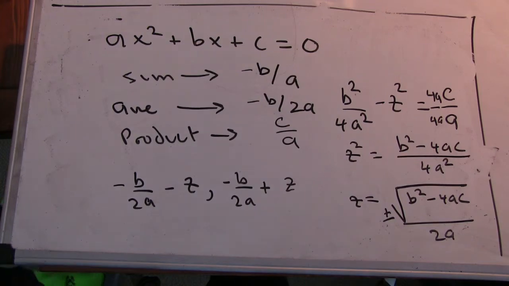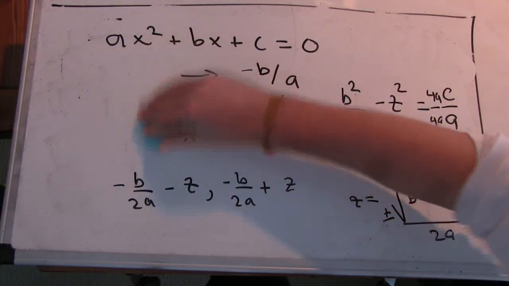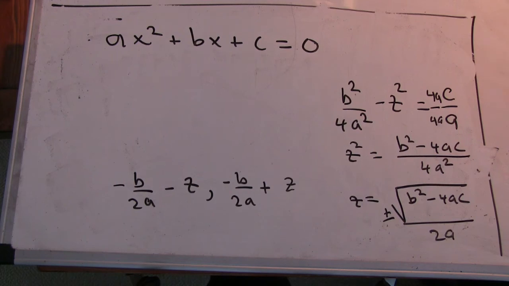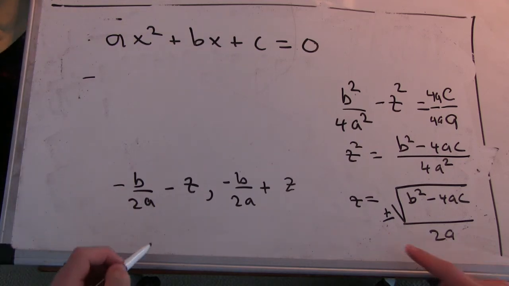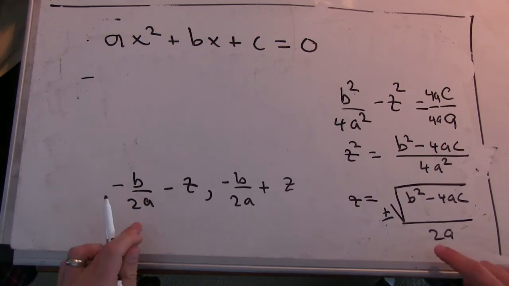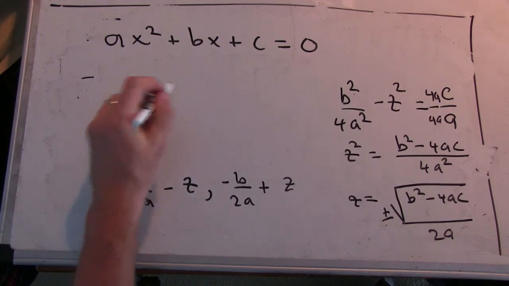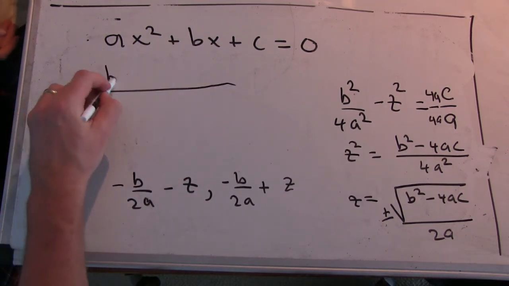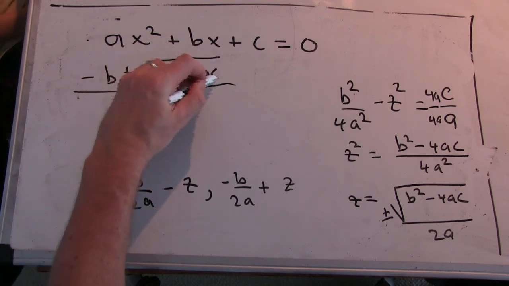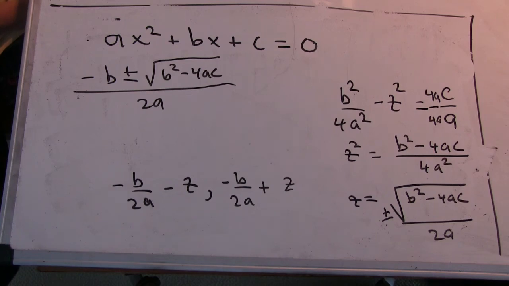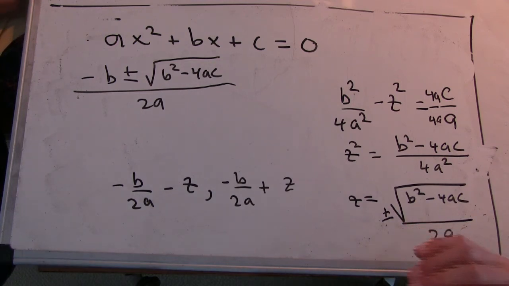Okay, so what do my two solutions end up being? What is one root? It's minus b over 2a minus z. Since I have 2a on the bottom of both of them, I can combine them and put minus b plus or minus the square root of b squared minus 4ac over 2a. Cool, huh? Yeah.